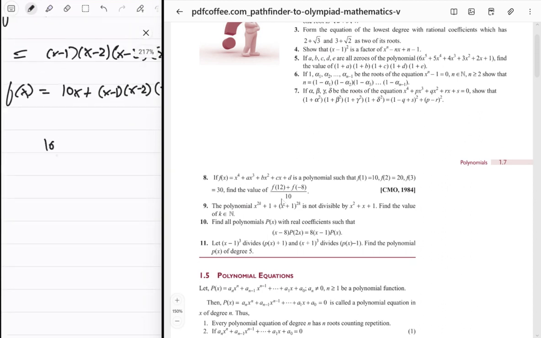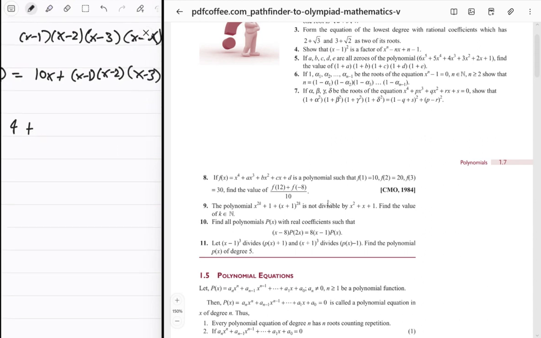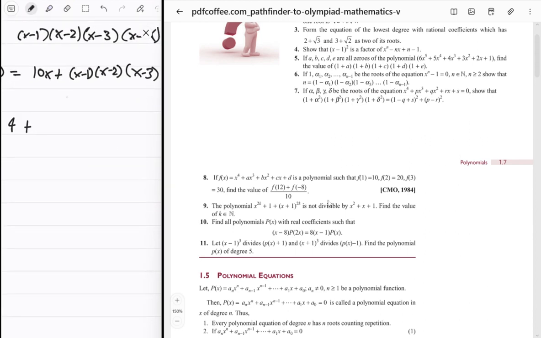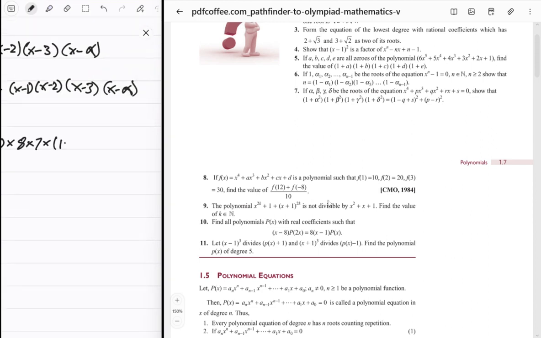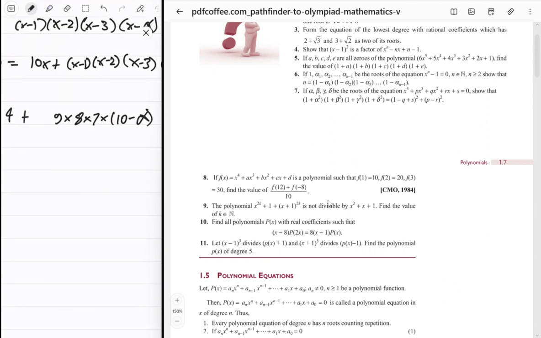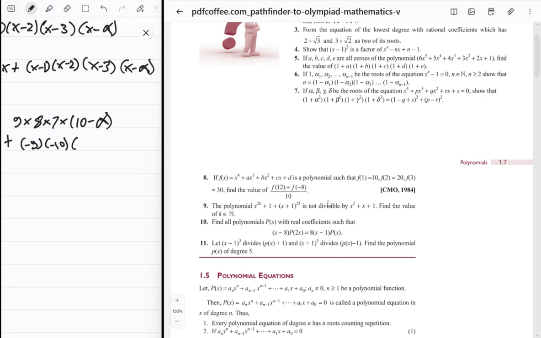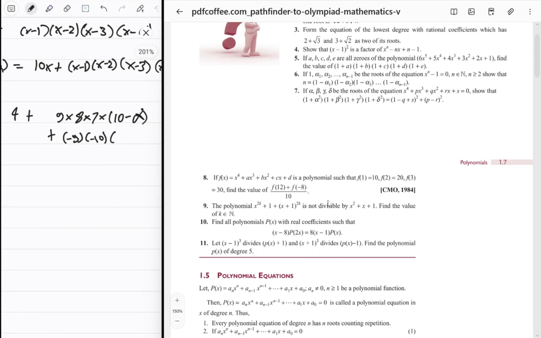So first, 10 times 12 minus 8, that upon 10, right? That will just be 4 upon 10. So it's like just 4 over here. That's 4 plus, okay, so first we'll just put 10. So you will have 9 times 8 times 7 times, okay, then plus f of negative 8. So plus negative 9 times, what is this? Negative 10, and that times, what is this? Oh wait, it's 12, not 10. Sorry, I messed up there.